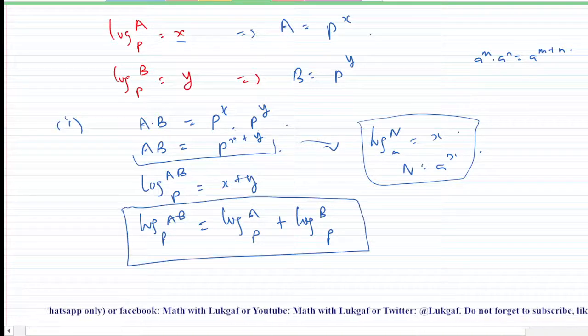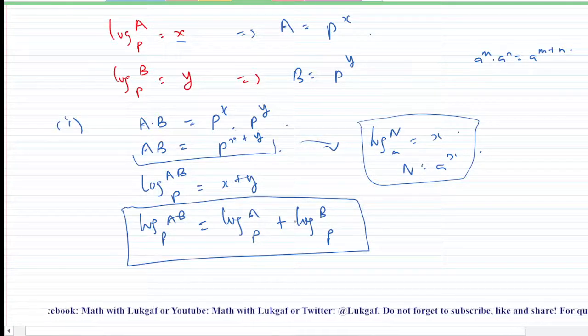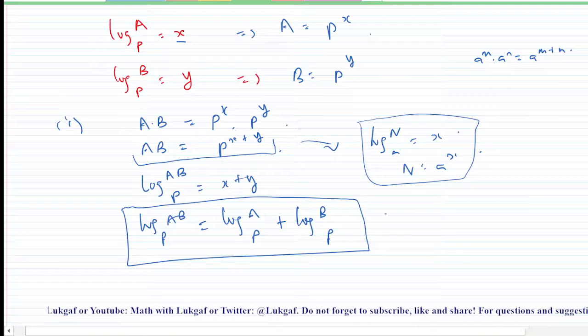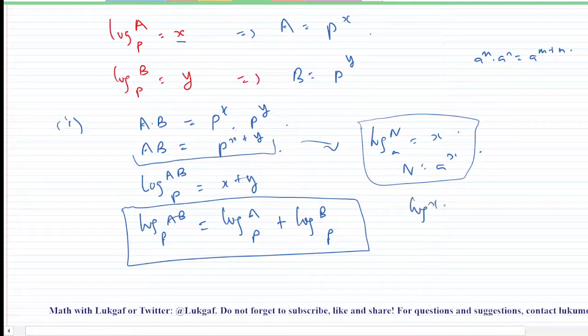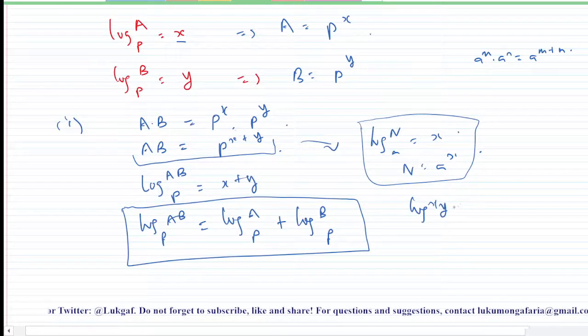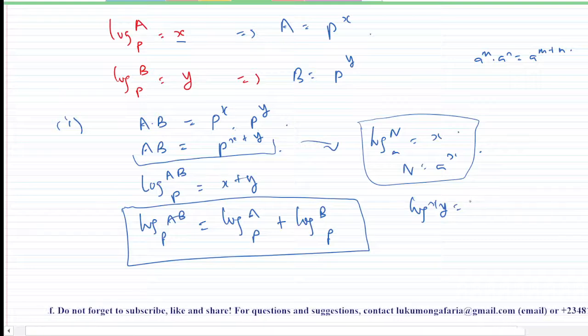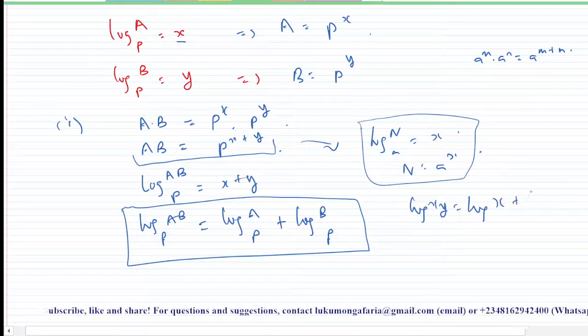So that is when you have your log AB, let's say I'm working in a common logarithm. When you have your log XY, then you don't need to stress yourself. You are going to have it to be log X plus log Y. That's what the law is saying.